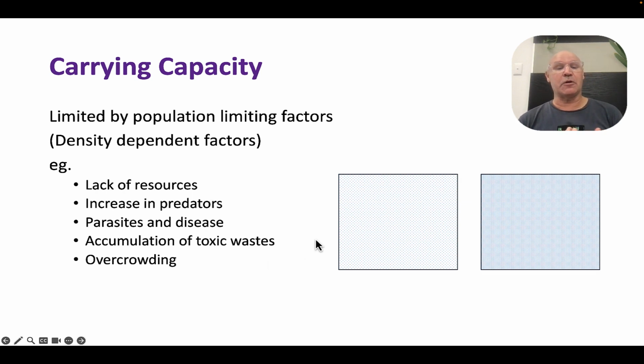When there's an increased population, it also attracts more predators. There's an increased prevalence of parasites and disease. There's more waste that gets accumulated, maybe faster than the ecosystem's able to process or remove that waste. And there's overcrowding. So these are density-dependent factors that can limit the size of a population or limit the carrying capacity.